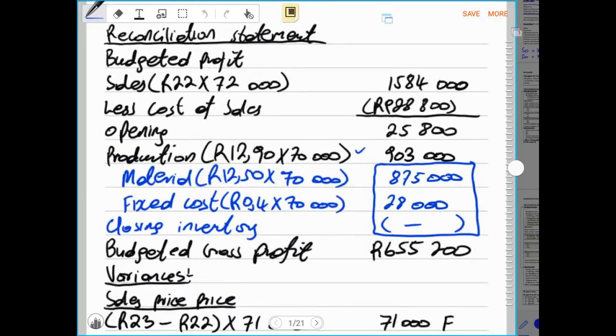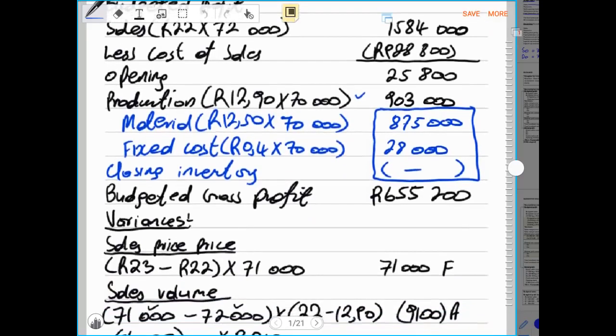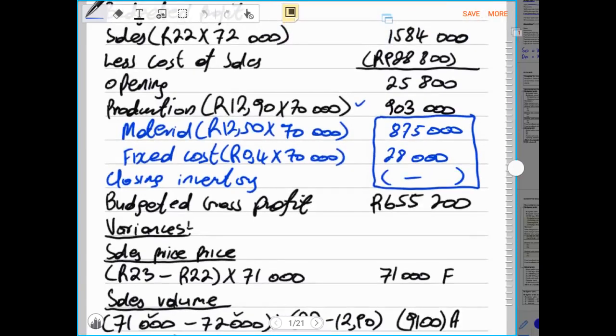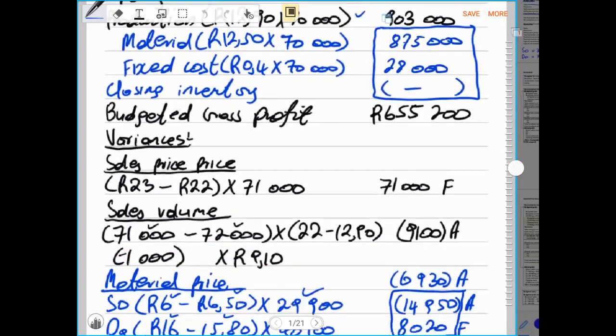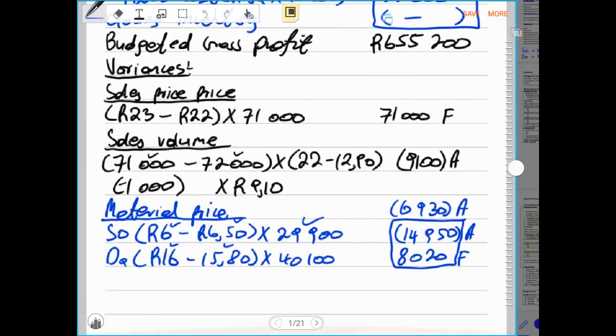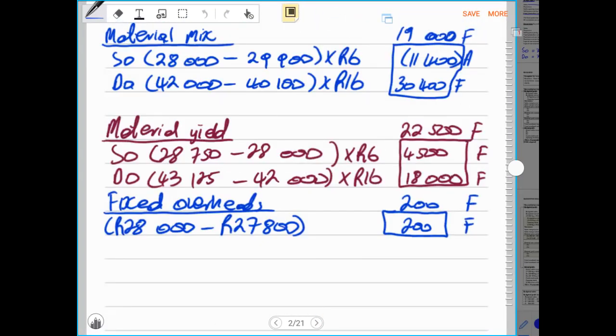In the beginning, this is where we started, just to check if there is any missing variance that I might have forgotten. Price, volume, there's no mix. Remember, under sales, there's no mix because there is only one product. Material, we have a price. Material, we have mix because there are two materials. If there are two materials, then you can have the mix. Yield, we do have our yield. It was given to us. Then after, we have also our fixed overheads variance.